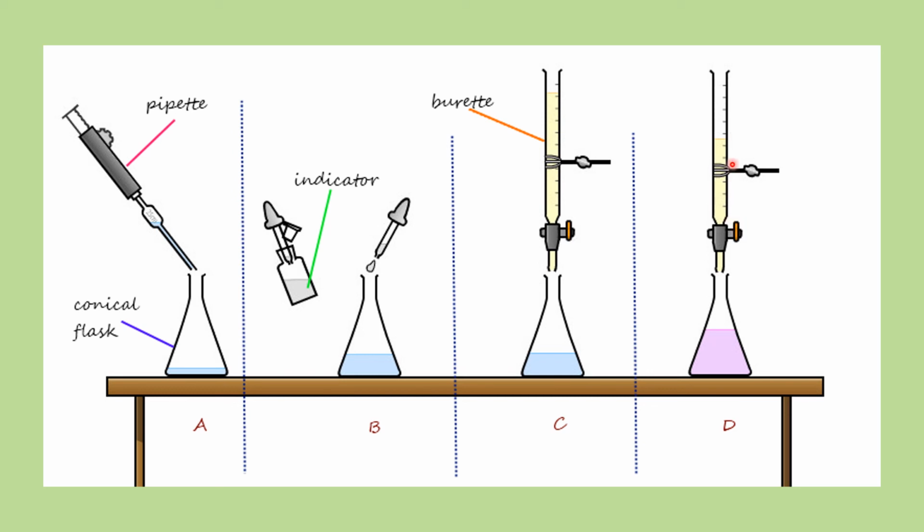Now the idea is, if we know what the volume was at the start, and we measure what the volume is at the end, we can work out the volume of the alkali that was used. If we know the concentration of this alkali, which we do, and the volume used, we can use that to work out the concentration of the vinegar that was in here, because we know its volume, and we know the volume and concentration of the other chemical. So this is an example of a titration.